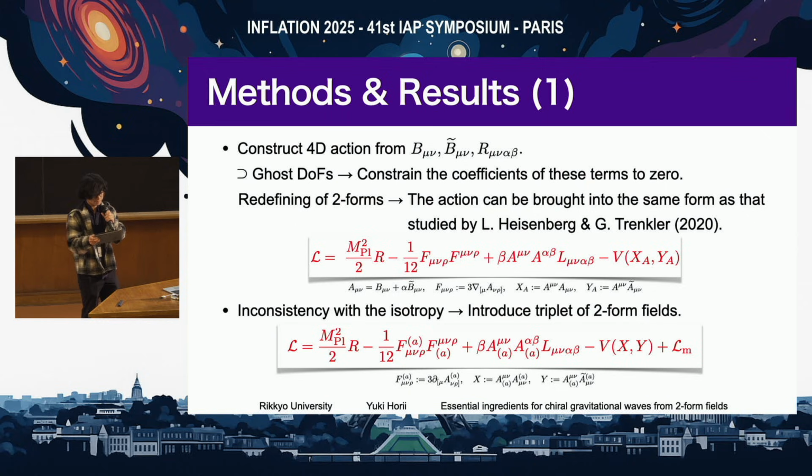First, we construct a dimension 4 action from a two-form field, its dual, and the Riemann tensor. This action contains ghost degrees of freedom, so we must impose constraints on its coefficients to eliminate them. After an appropriate field redefinition, the action can be brought into the same form as that studied by Lavinia Heisenberg and Georg Trenkler in 2020. However, this form of the action is still incompatible with isotropy, which motivates us to introduce a triplet of two-form fields. With this modification, the resulting energy momentum tensor becomes diagonal.